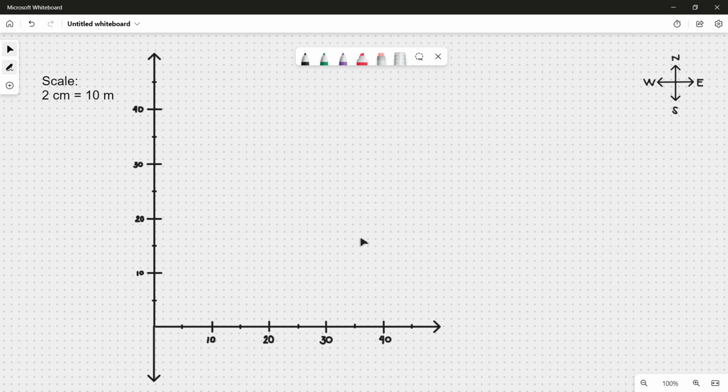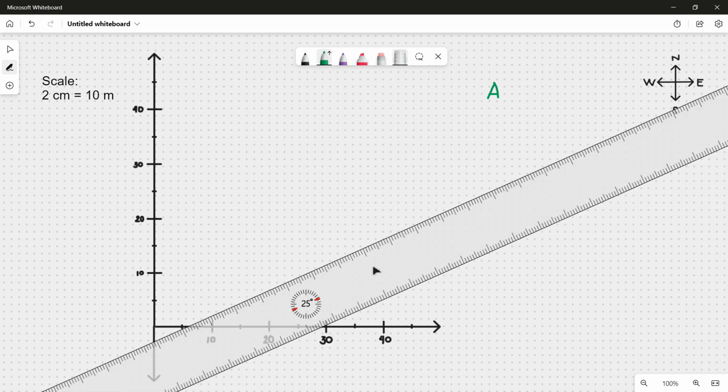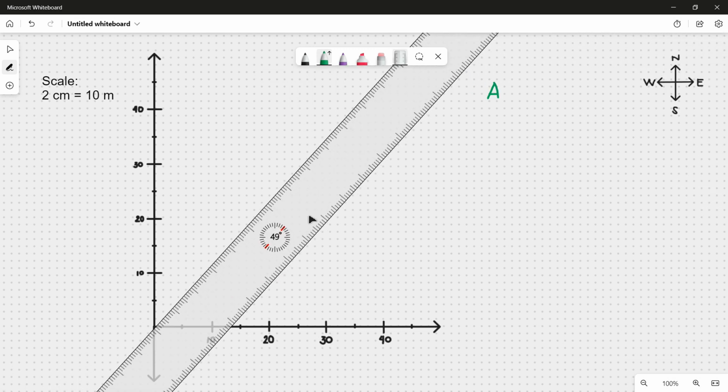So draw the 3 displacement vectors, creating a convenient scale such as 2 centimeters of vector length on a paper equals 10 meters in the problem. So for A, we have 49 degrees north of east with a magnitude of 25 meters.